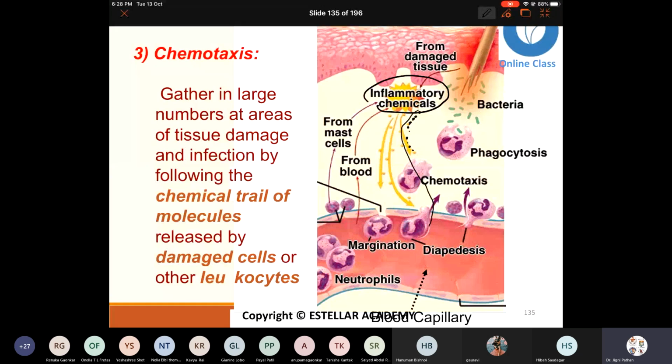That is called chemotaxis. From where that chemical is released, from which cell, they track to that cell. That is called chemotaxis. Go through it and let me know if you have any difficulties with this.